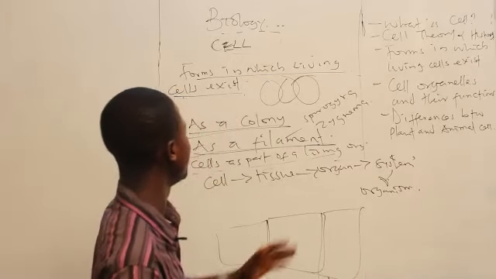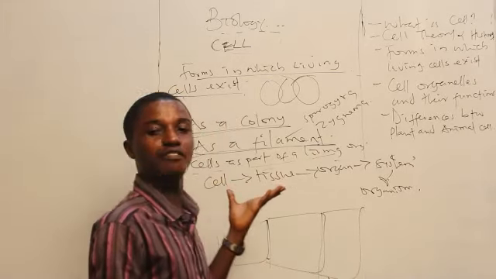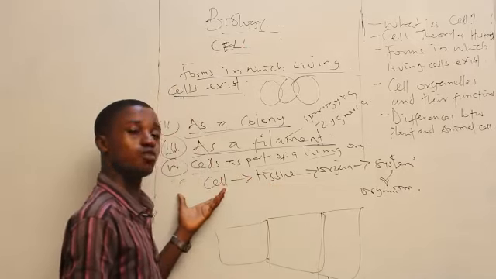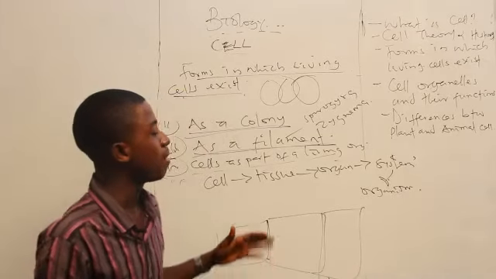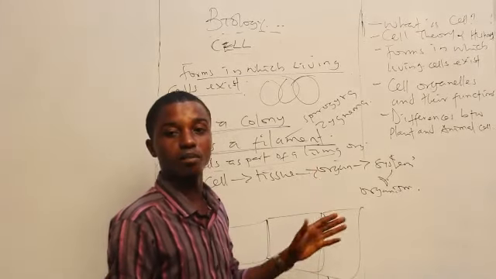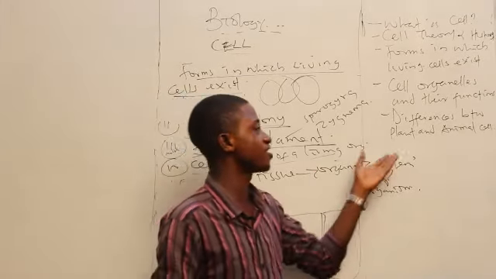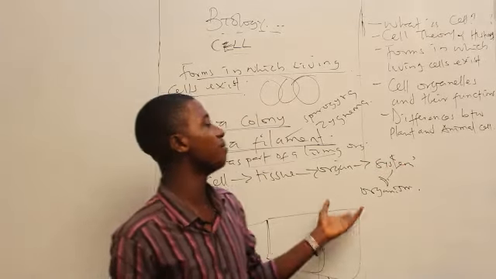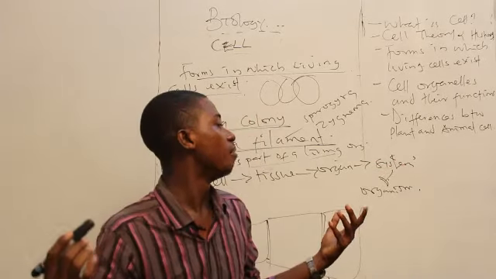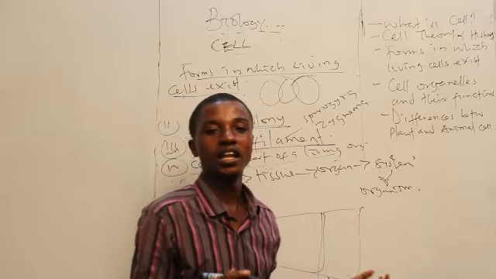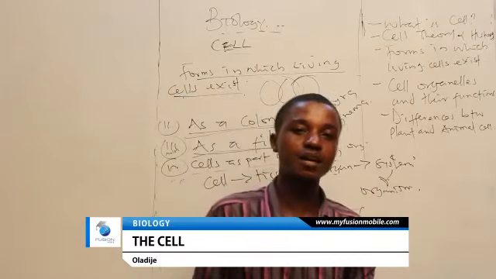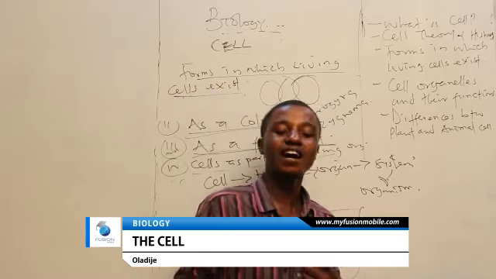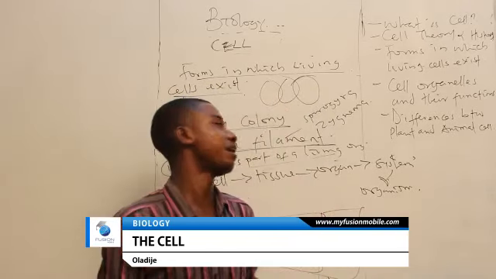So cell as part of a living organism, the cell is the structural and functional unit of life. Combination of two or more cells performing similar function is called tissue. Combination of two or more tissues performing similar function is called organ. Combination of two or more organs performing similar function is called system. The combination of two or more systems in the body will lead to what we call organism. Like in our body, we have excretory system, circulatory system, respiratory system, endocrine system, nervous system, skeletal system, among others.